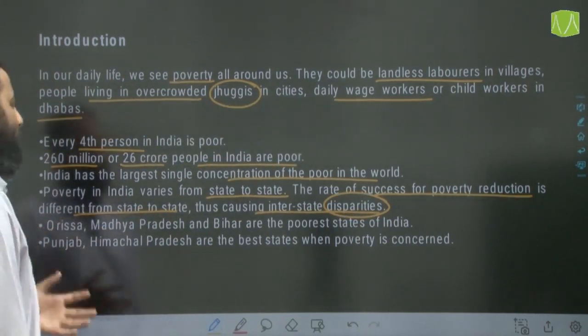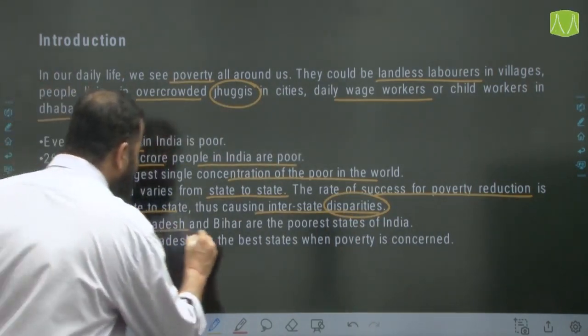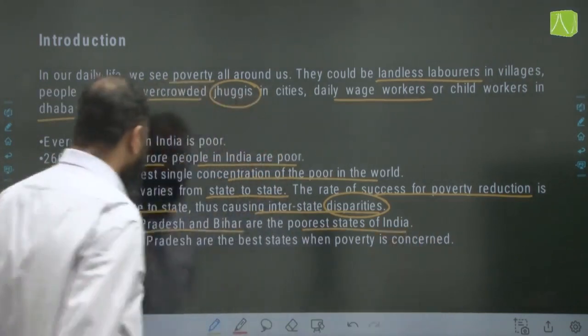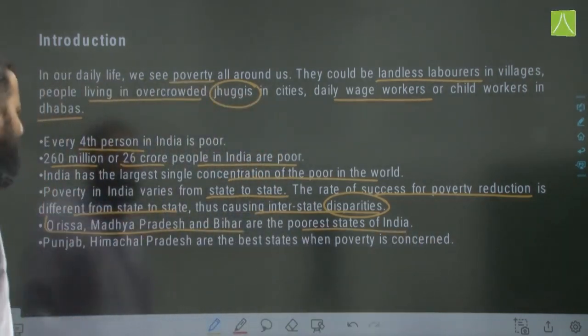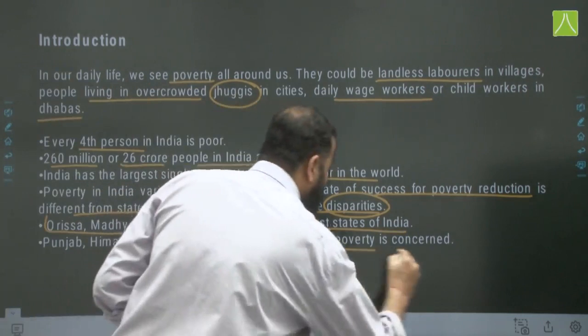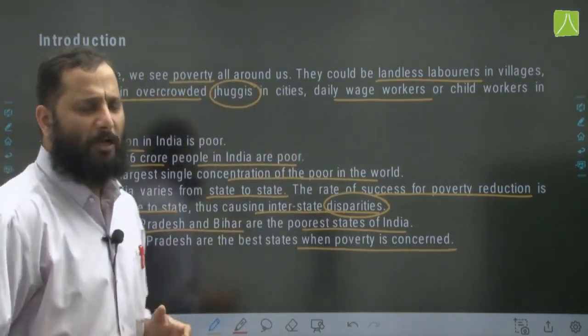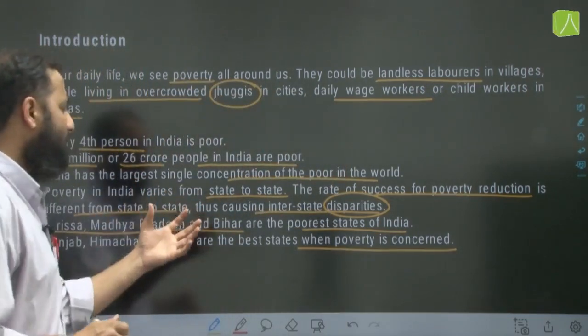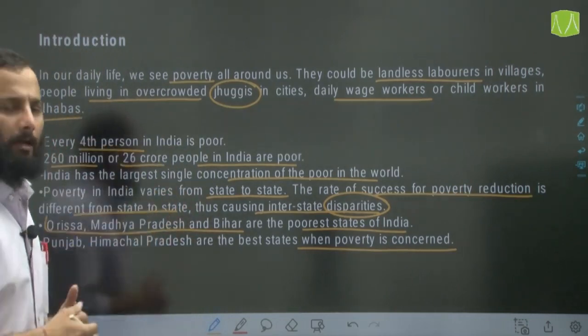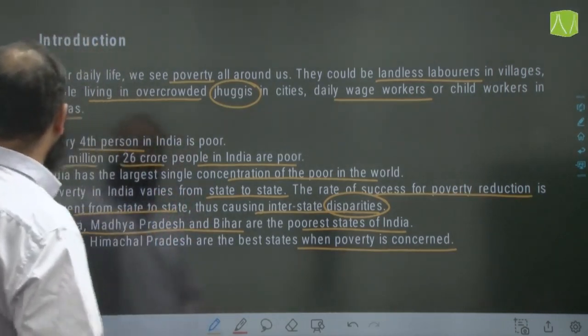Odisha, Madhya Pradesh and Bihar are among the poorest states of India. Punjab, Himachal Pradesh and Haryana are states where poverty has substantially been reduced, or which are the best states in terms of poverty. All right.